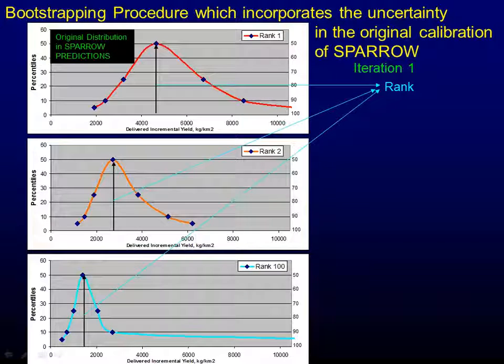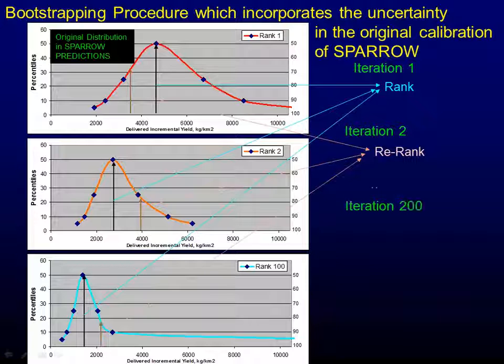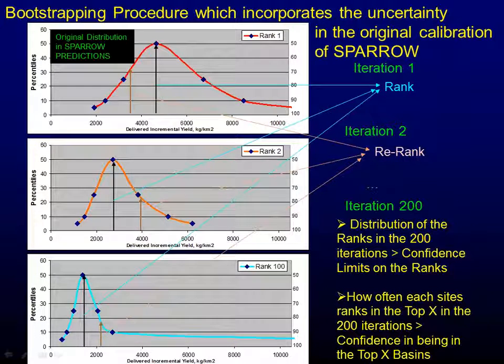So on the first iteration, we came up with this ranking, this value, and we used that to rank it. Then we weighted each of those values a little bit differently, recalibrated it, and made a new projection, and so forth. We did that 200 times. This way we have 200 different SPARROW models, all a little bit different based on how we weight the individual points in our regression.